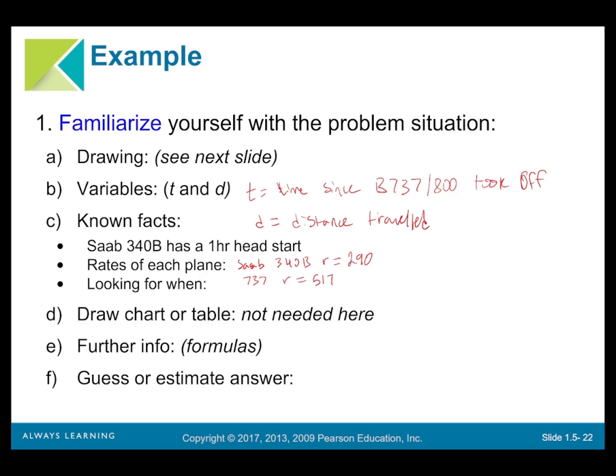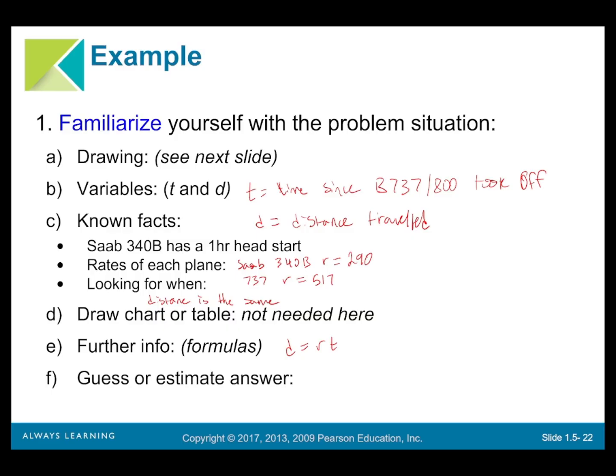Okay, so we have our two rates. And then we're looking for when the distance traveled is the same. That's when we know that they line up. You could draw a chart here if you want to. I'm not going to worry about it for this problem. But for other formulas that we might want to know, we might want that distance formula, d equals r times t.